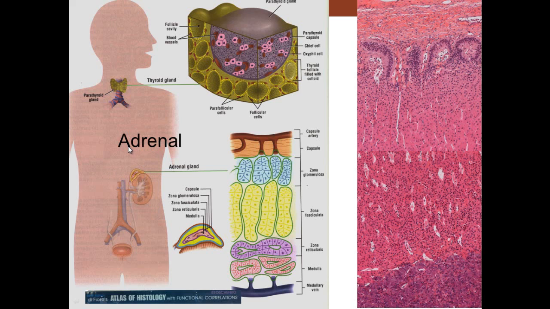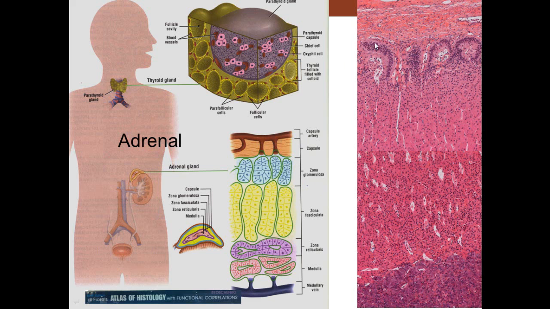Ad, it means near the renal, near the kidney. And here we see the cortex of the adrenal. And here we can see it over here. This is the capsule, this is the cortex, and then this is the medulla. And these have different layers.